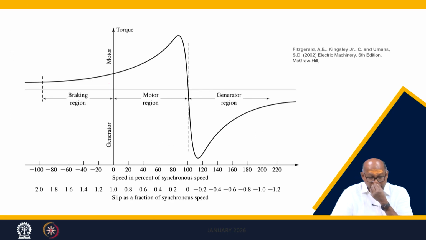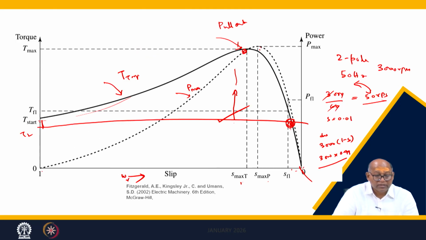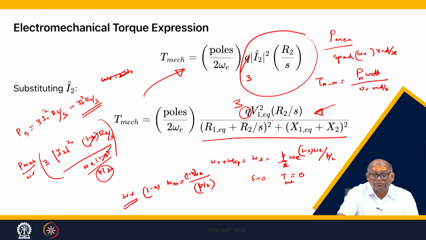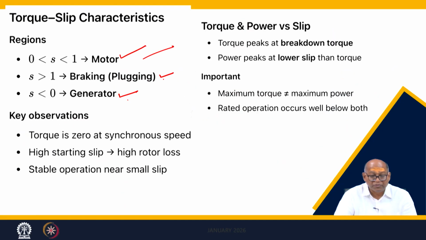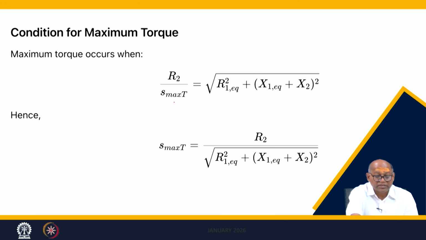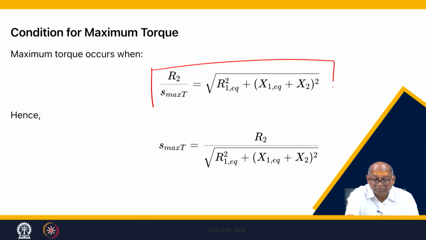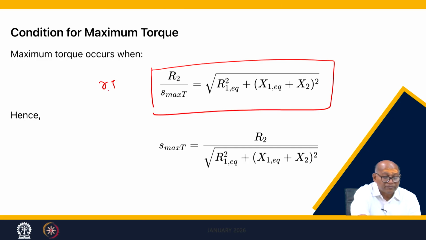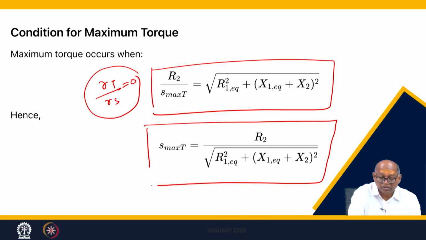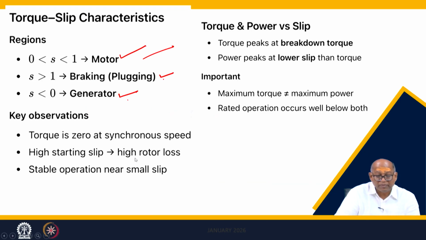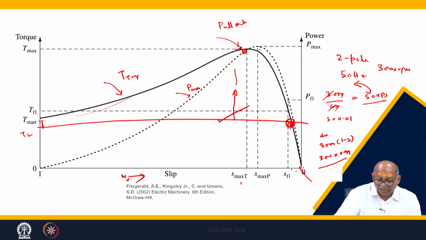As you can see, in the motoring region there is a maximum torque. What is the condition for maximum torque? You have to differentiate the torque with respect to slip, because slip is varying, and equate it to 0. If you differentiate, you will get a condition, and this becomes the expression for maximum torque. That means the position of the maximum torque depends upon this S max T, where the maximum torque occurs.